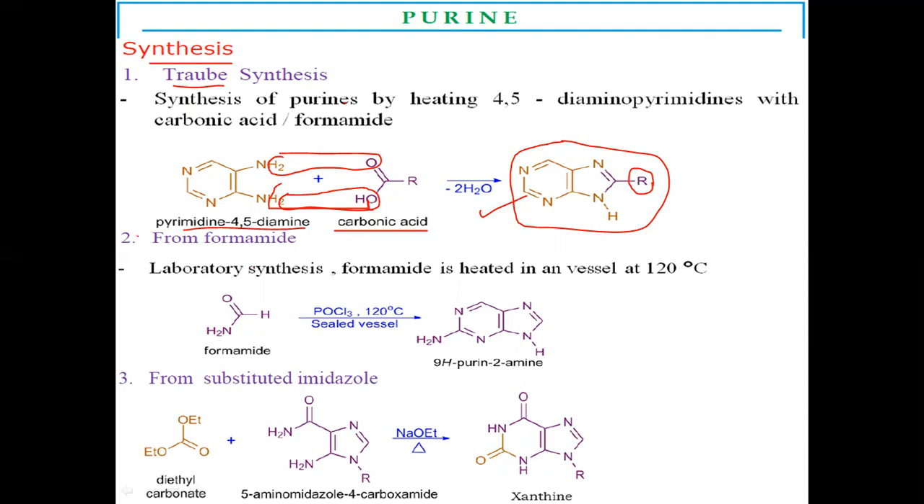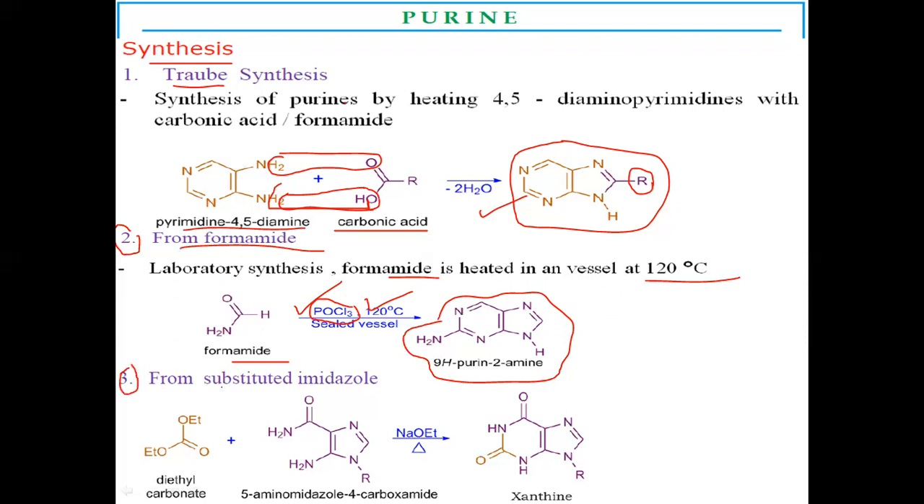The second method for the preparation of purine is from formamide. Formamide reacts with phosphorus oxychloride at 120 degrees centigrade. It undergoes cyclization to form 2-amino-9H-purine, which is the product formed. This reaction is generally used for purine. This is a laboratory synthesis. Formamide is just heated at 120 degrees centigrade in the presence of phosphorus oxychloride.